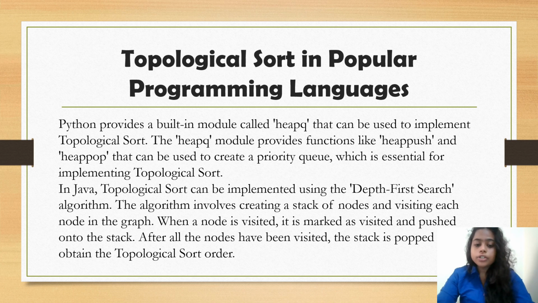In Java, topological sort can be implemented using the depth first search algorithm. The algorithm involves creating a stack of nodes and visiting each node in the graph. When a node is visited, it is marked as visited and pushed onto the stack. After all the nodes have been visited, the stack is popped to obtain the topological sort order.